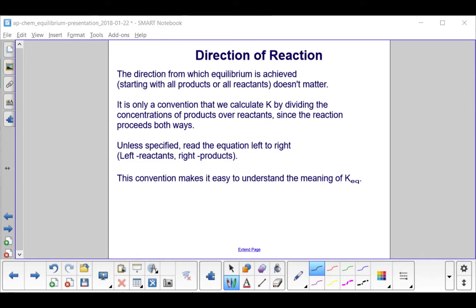The direction from which equilibrium is achieved, whether you start with all products or all reactants, doesn't matter. It is only a convention that we calculate K by dividing the concentration of products over reactants, since the reaction proceeds both ways. So, unless specified, read the equation left to right, where left are the reactants and right are the products. This convention makes it easier to understand the meaning of KEQ.